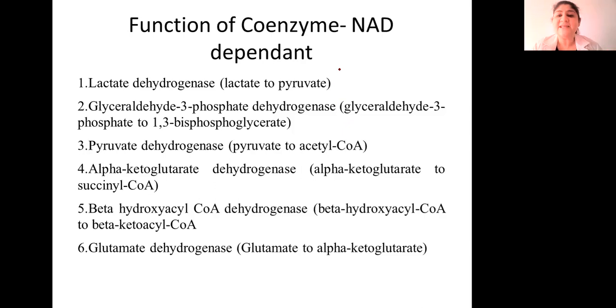So, which are the NAD-dependent enzymes? Lactate dehydrogenase, glyceraldehyde 3-phosphate dehydrogenase. Most of the dehydrogenases will have NAD. Okay, pyruvate dehydrogenase, alpha-ketoglutarate dehydrogenase, beta-hydroxyacyl-CoA dehydrogenase, glutamate dehydrogenase.